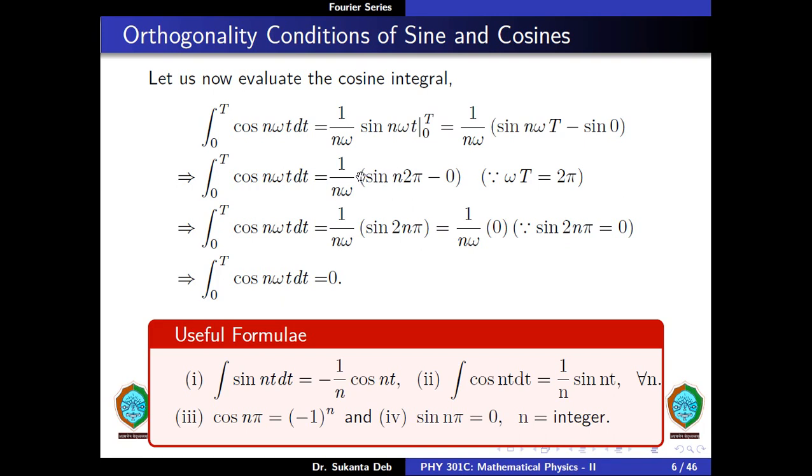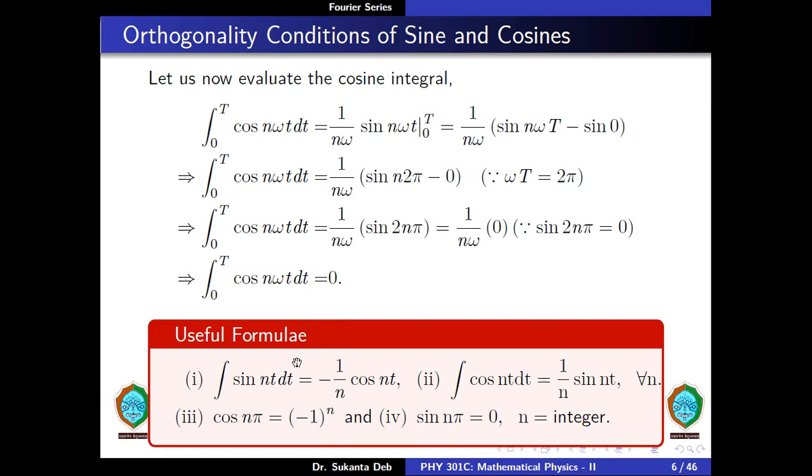So therefore we get this integral equal to 1 by n omega into sine of n into 2 pi minus 0. Again omega T is equal to 2 pi. So therefore we get the value of this integral equal to 1 by n omega into sine of twice n pi. Again sine of twice n pi is equal to 0. So therefore this integral also becomes equal to 0.